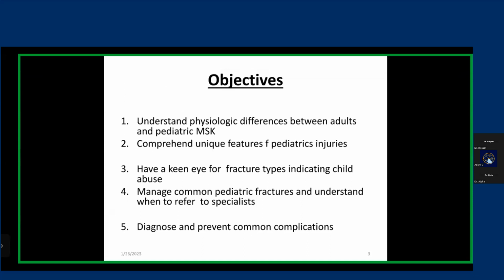Our objectives are to understand the physiologic differences between the adult and pediatric musculoskeletal system, to comprehend unique features of pediatric injuries, to have a keen eye for fracture types that are unique to child abuse, and to manage common pediatric fractures and understand when to refer to specialists. And finally, to know how to diagnose and prevent complications.